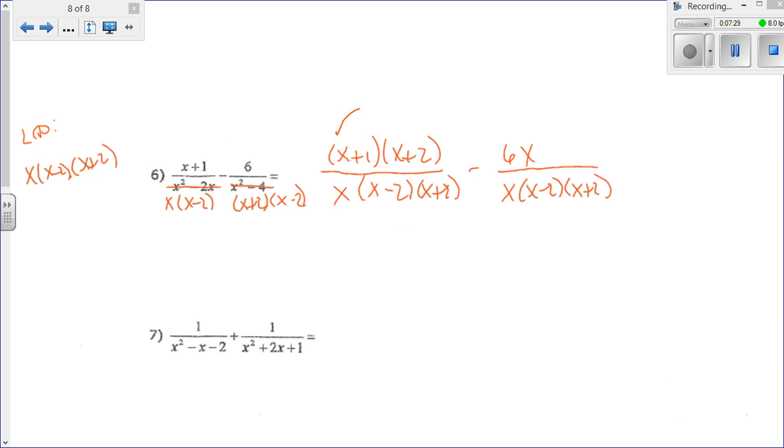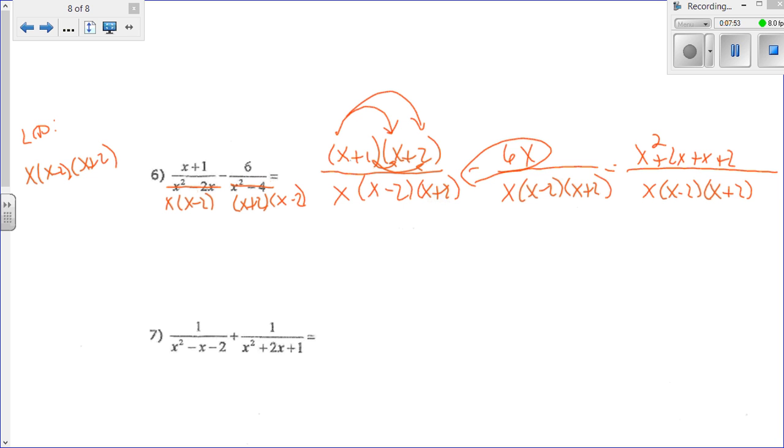So I need to FOIL over here on the left, and when I do that, I have x minus 2, x plus 2 in the denominator. I have x squared plus 2x plus x plus 2, and that negative goes right along with the 6x, so minus 6x. So I'm going to combine like terms.